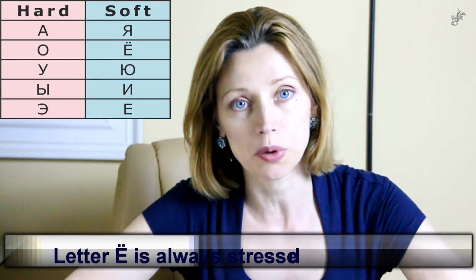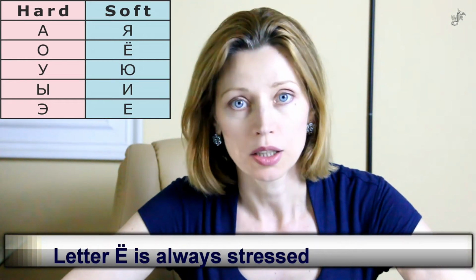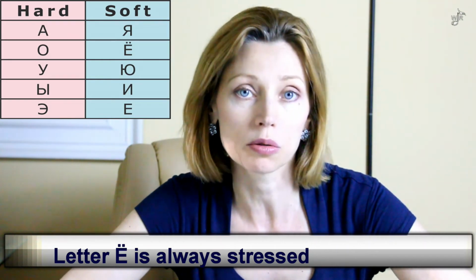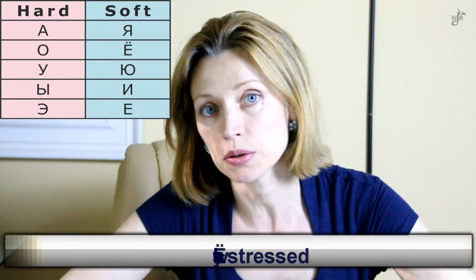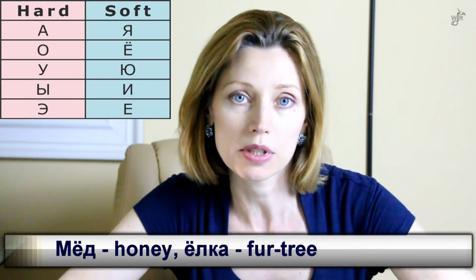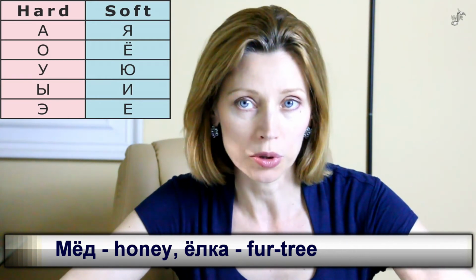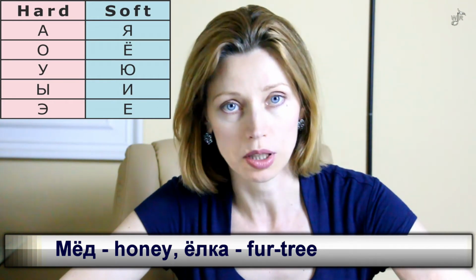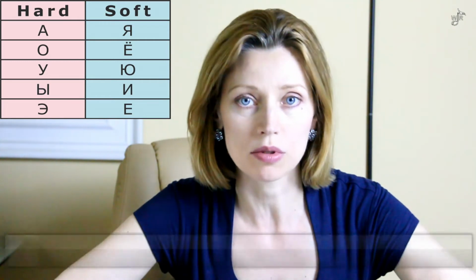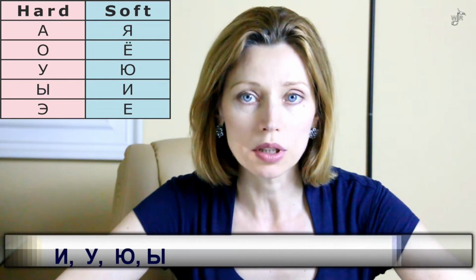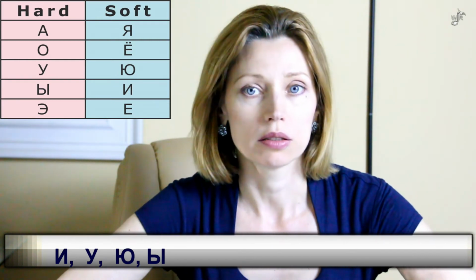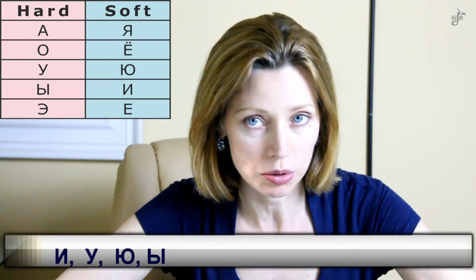Well, first of all, the Russian letter yo, sound yo, is never reduced because it is always stressed. That's the rule, it is always stressed. A couple examples of words: мед, honey, and елка, a Christmas tree or fir tree. These 4 sounds, I, U, U, I, only become shorter and less tense. No other changes happen to them.